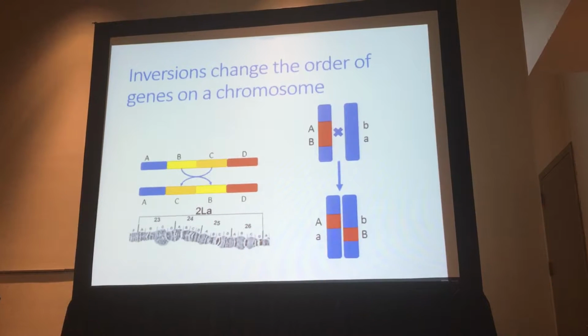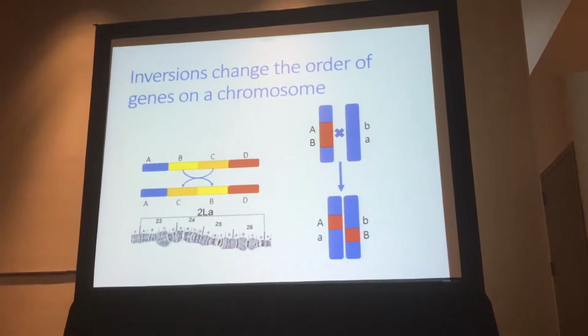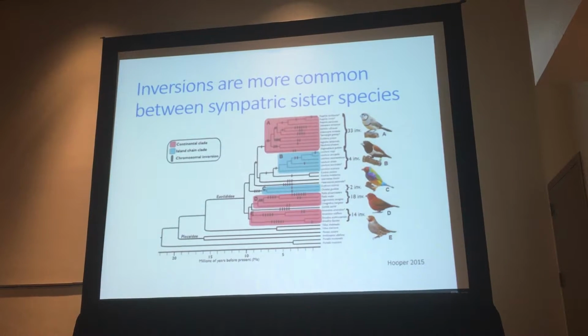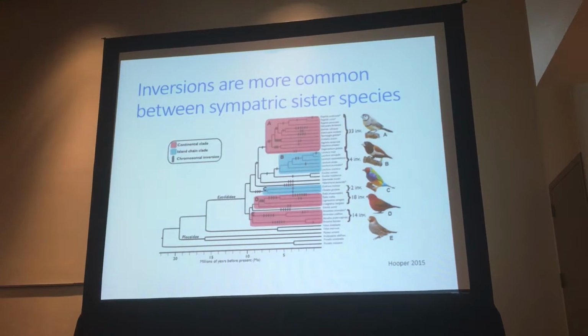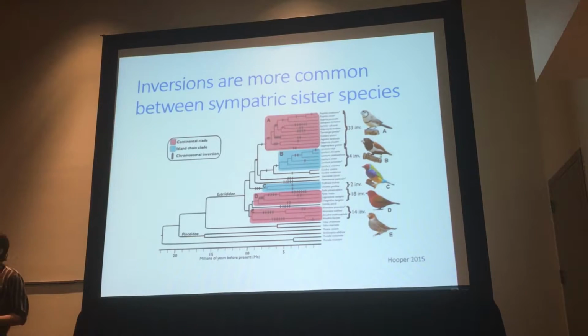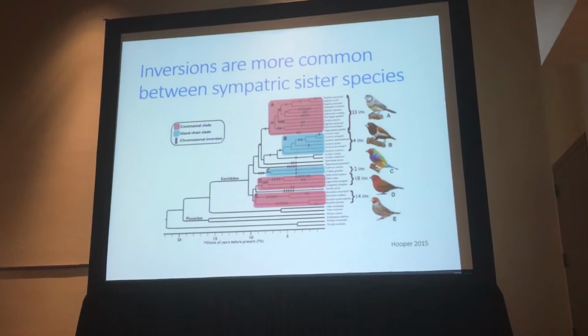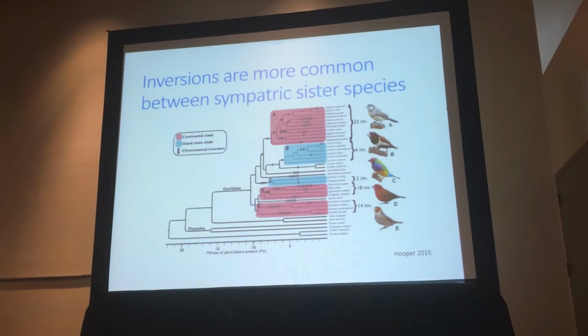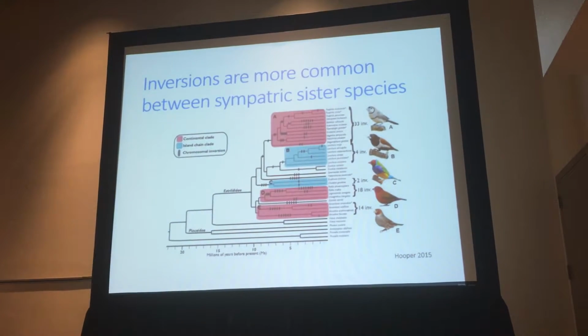Once we reached the age of genomics, suddenly it turned out that there were far more inversions than we had seen before. One of the fascinating patterns that has come out of this is that they are quite related to speciation, especially sympatric speciation. There are multiple data sets that show that inversions are more common between sympatric sister species than allopatric ones.